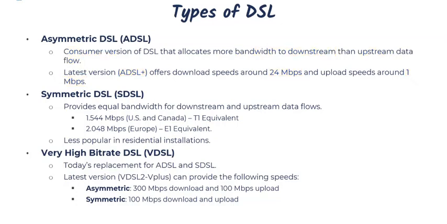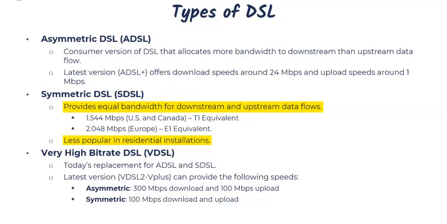Now, with symmetric DSL, you're going to get equal bandwidth for both uploading and downloading, but it's very, very slow. This is very antiquated. It's a T1 equivalent in the United States, and in Europe, it's an E1 equivalent. So 1.544 megabits per second in US and Canada, and 2 megabits per second in Europe. This is going to be more common in a business environment and very less common in residential environments. But compared to all the other options out there now in 2021 and beyond for businesses, this really isn't going to be that popular.